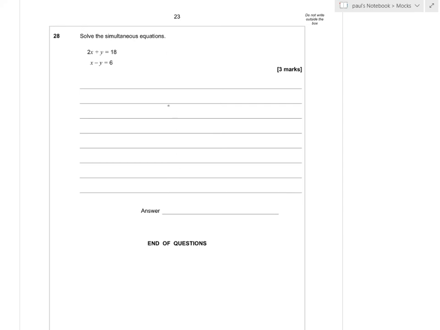Solve the simultaneous equations. Right, so let's write that out. 2x plus y equals 18, and x minus y equals 6. Now I've got a matching pair but different signs, so if I add them together they will disappear. So I get 3x equals 24. So x will be 24 divided by 3, which is 8.